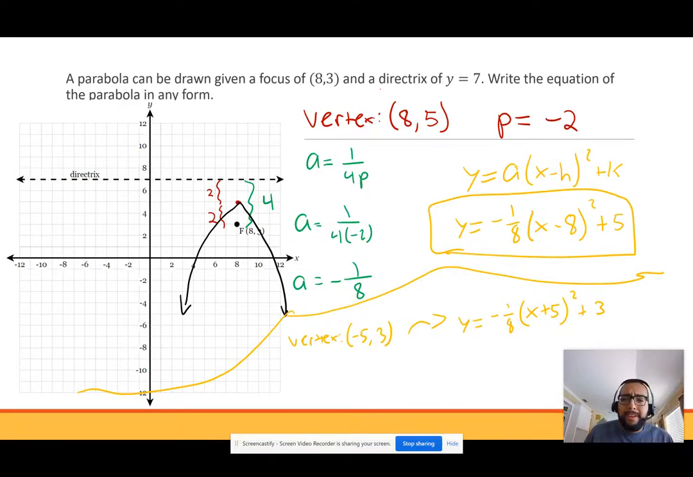Now, I forgot how many questions there are on the Focus and Directrix homework, but on Tuesday in class we'll discuss this more, and we'll discuss a thing called horizontal parabolas. Very similar, but also kind of different. If you have any questions, let me know.